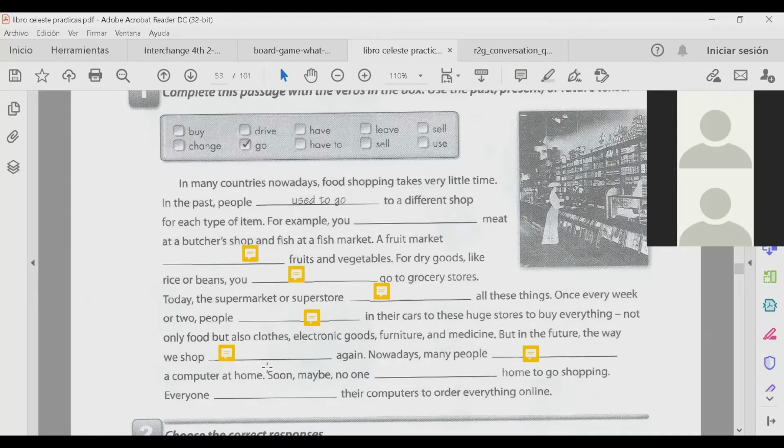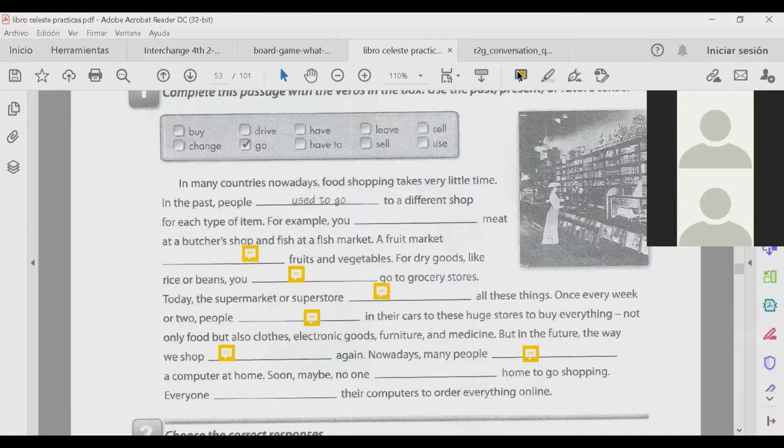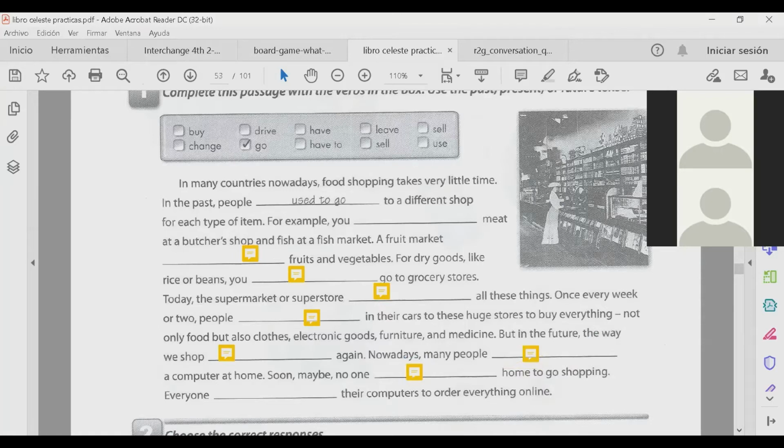All right, this is the future expression. Do you remember soon? Maybe that's a possibility. No one what home to go shopping? I think it's leave, the verb that Emerson mentioned before. Leave is dejar. So soon, and it is in the future, guys, so we say will. We will leave. Exactly. Soon, maybe no one will leave home to go shopping.